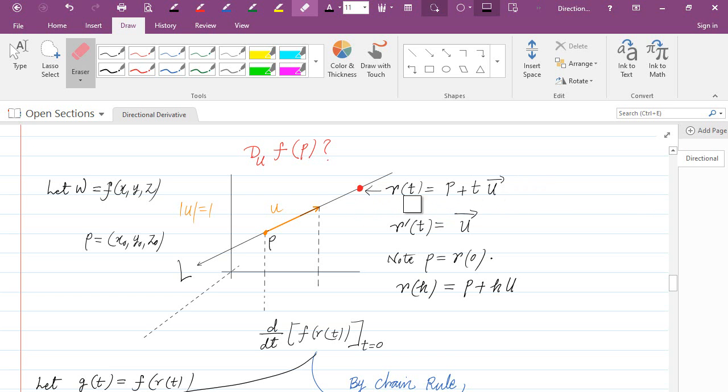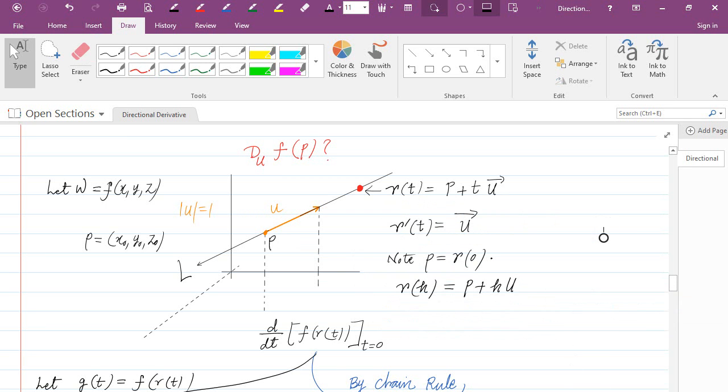So r of t is a vector function, and each point on the line is the value of r at some input t. Now r prime of t, because P is fixed and u is a fixed vector here, would be equal to u. And notice that when t is 0 we get P, so r of 0 is P. And r of h would be P plus h times u.